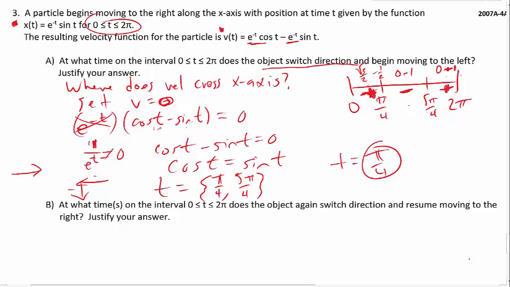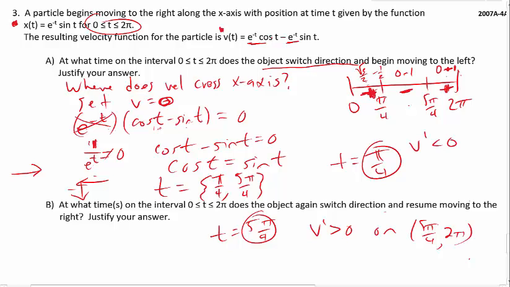And then we can piggyback right into part B. When does the object switch direction and begin moving to the right? That occurs at 5 pi over 4, because v prime is positive from 5 pi over 4 till the end of the interval. Our justification here is that v prime is negative on pi over 4 to 5 pi over 4.